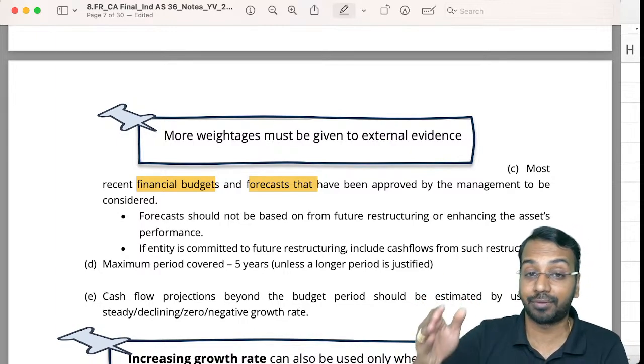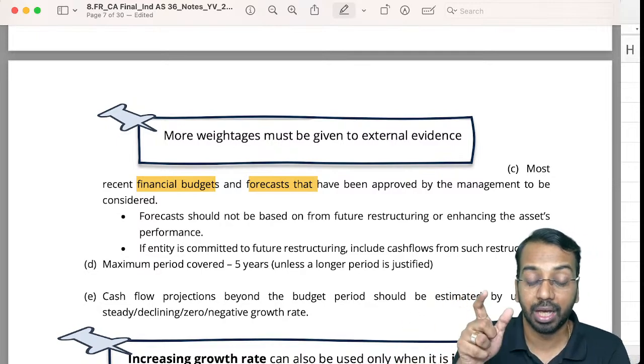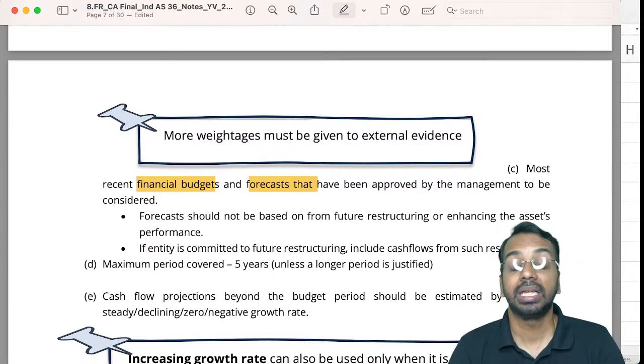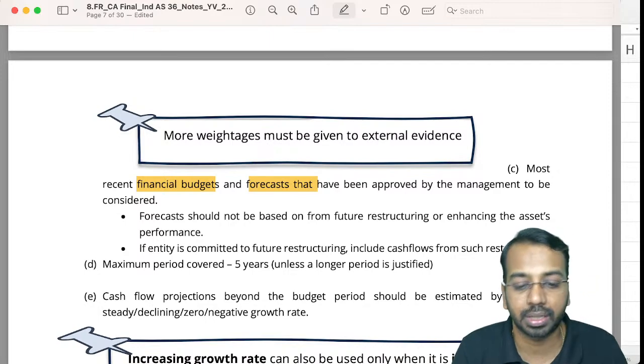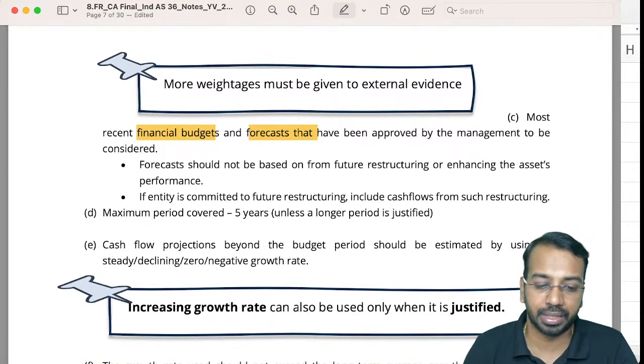I am committed. I have committed to the external parties that there will be a restructuring activity. Only after that commitment, you should consider the future changes in cash flow. If there is no commitment, if you are just thinking, planning, dreaming, then you should not consider. Then the period covered should be 5 years unless a longer period is justified.